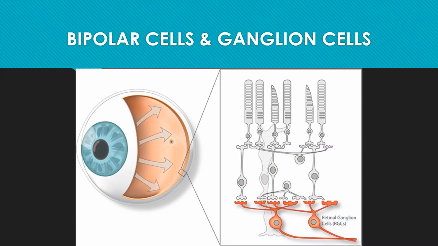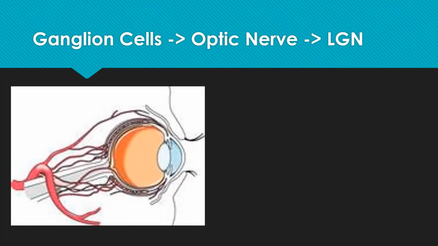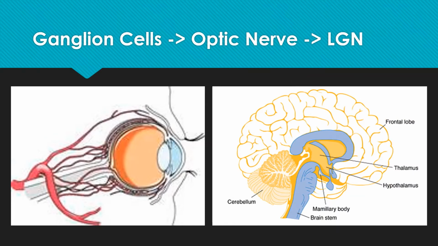There are roughly 100 million photoreceptors, but only about 1 million ganglion cells. As a result, there are about 100 rods and cones that feed into each and every ganglion cell. As I said earlier, these ganglion cells transmit their information into the optic nerve. The optic nerve then extends to the lateral geniculate nucleus, a portion of the thalamus.